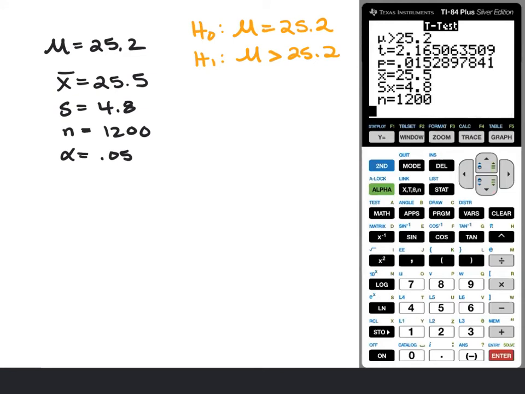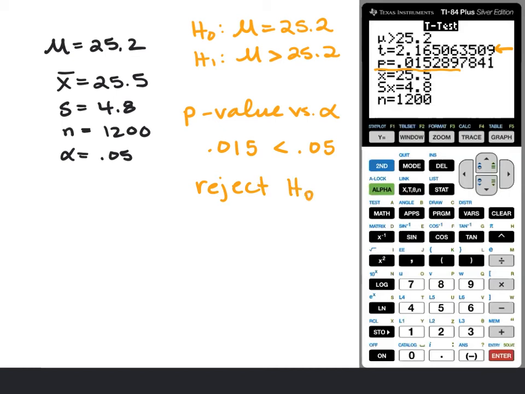And here we go. So I'm getting my test statistic. For the online homework, it'll ask you for that t equals. So I've got my test statistic there. What I want to know is what's my p-value. And so here's my p-value. That's what I'm going to look for to compare with alpha. So p-value versus alpha. Of course I'm comparing to a significance level of 0.05. And I've got a p-value of 0.015. That's definitely less than 0.05. So I would reject the null hypothesis.